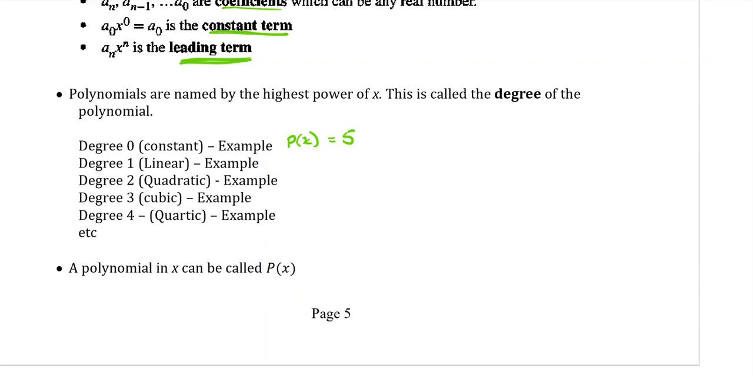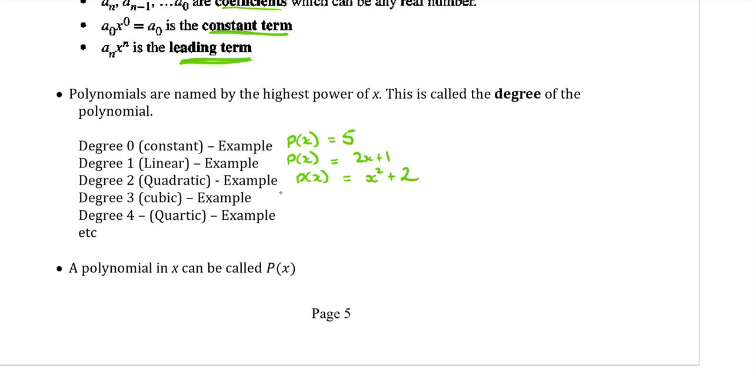A degree 1 polynomial is a linear graph, a straight line graph, something like p of x or y equals 2x plus 1. That's a straight line. And it's a degree 1 because I have an x with a power of 1 on it. A degree 2 polynomial is our quadratics. So let's make up a parabola in here. Maybe let's go x squared plus 2. That would be a degree 2 polynomial.